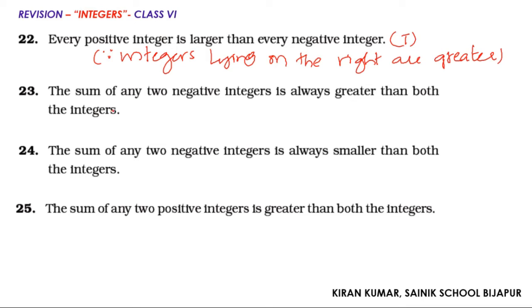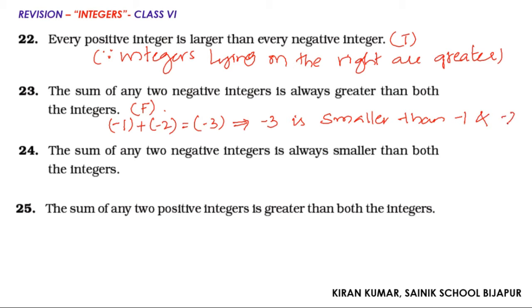23rd statement: The sum of any two negative integers is always greater than both integers. This statement is a false statement because the sum of any two negative integers is always smaller than both the negative integers. If I consider -1 added to -2, we get -3. Here -3 is smaller than -1 and -2 also.